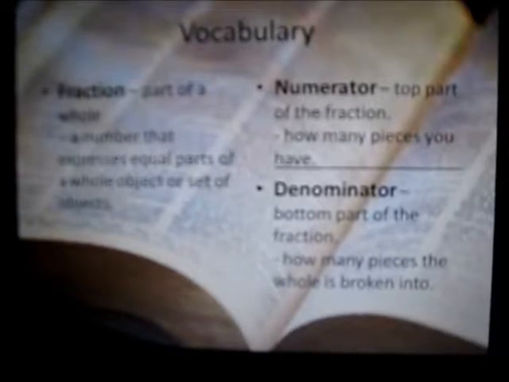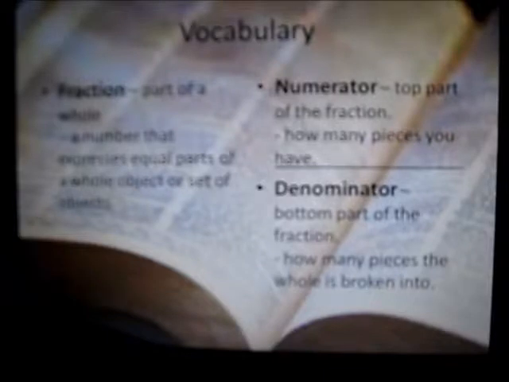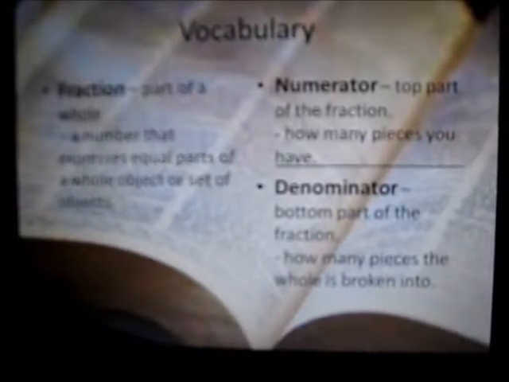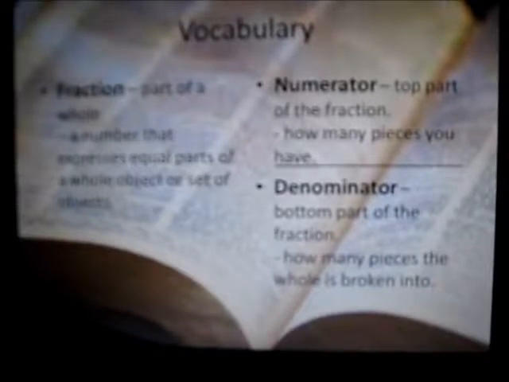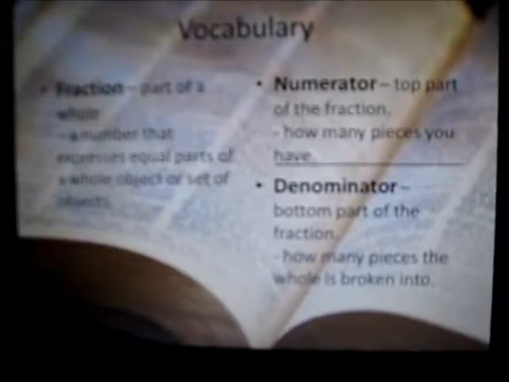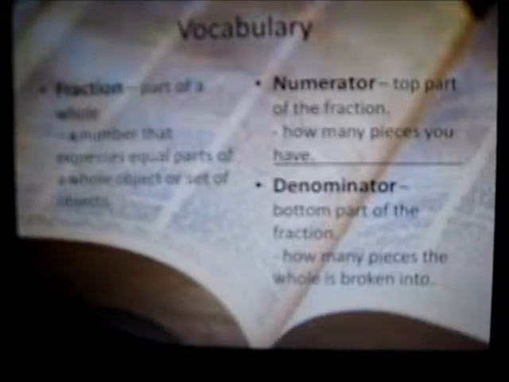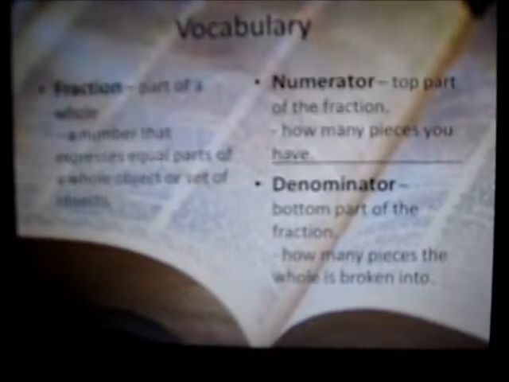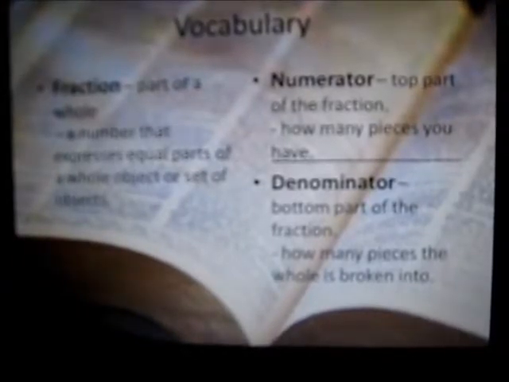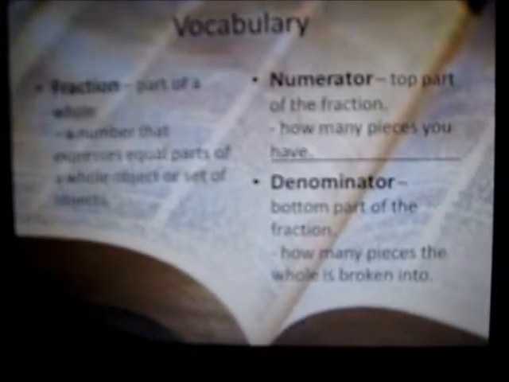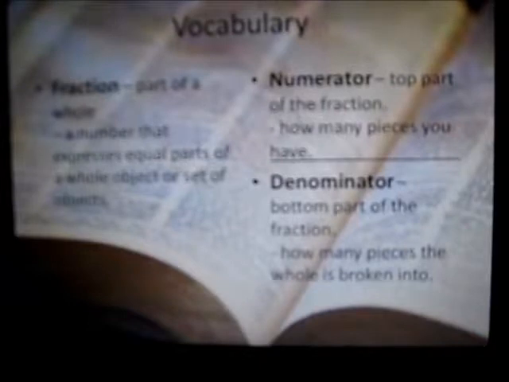Some vocabulary for you. A fraction is a part of a whole, a number that expresses equal parts of a whole object or a set of objects. A numerator is the top part of the fraction. It tells you how many pieces you have. The denominator is the bottom part of the fraction. This tells you how many pieces the whole is broken into.